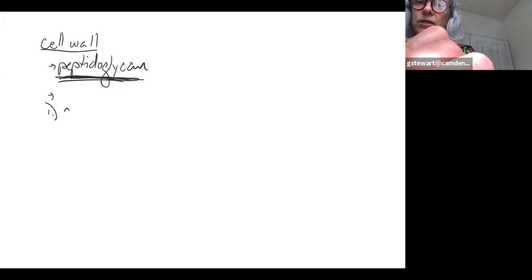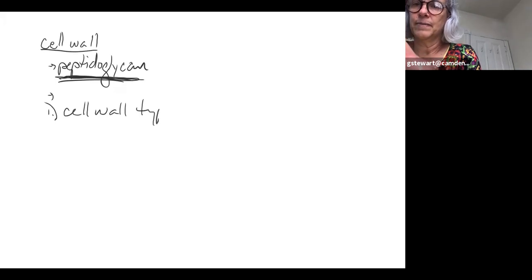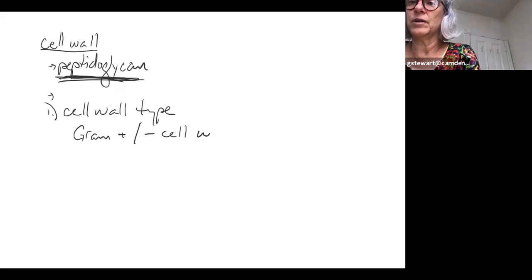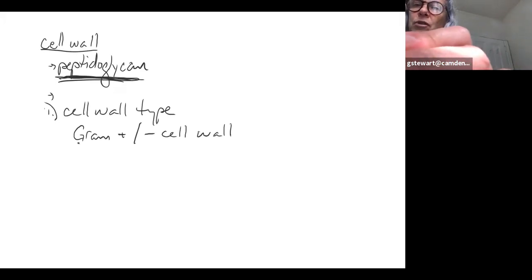One cell wall type is called a gram-positive or a gram-negative cell wall. The gram-positive, gram-negative cell wall type. It's capital G because the gentleman who designed this stain to distinguish these two cell wall types, his name was Hans Christian Gram. So we make it a capital G.